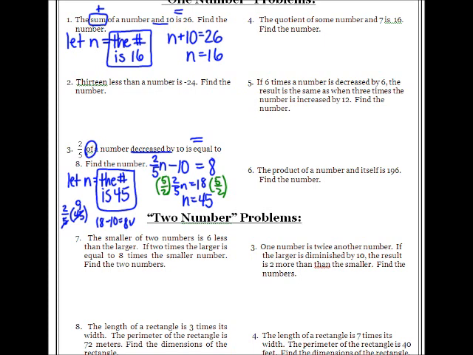Alrighty. Let's look at 6. I have 5, rather. Oh no, let's look at 6, actually. You guys can do 2, 4, and 5 on your own. I'm going to do 6 with you, because 6 is a little bit different.